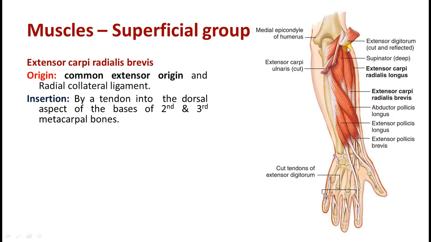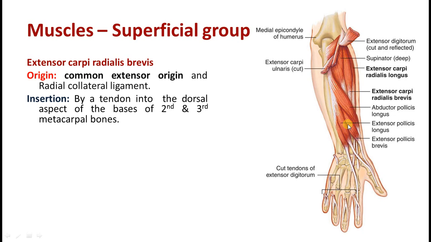Brachioradialis will be there, then extensor carpi radialis longus and extensor carpi radialis brevis. How to identify these two tendons: at the lower part of the back of the forearm, especially in the lower lateral part, they will be crossed by two tendons, abductor pollicis longus and extensor pollicis brevis. So these two tendons belong to the deep group of extensors, not the superficial group.